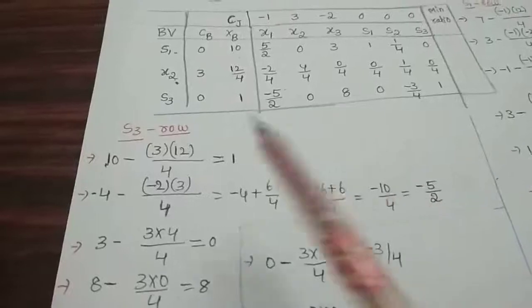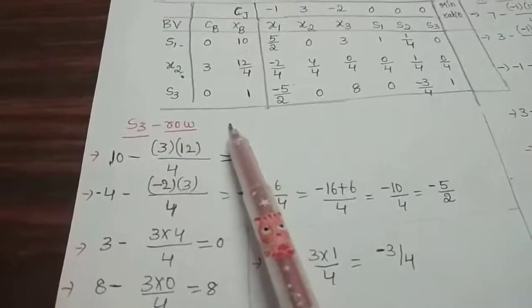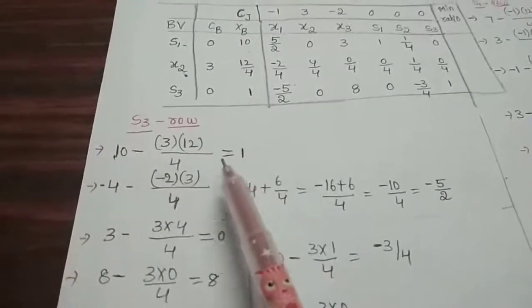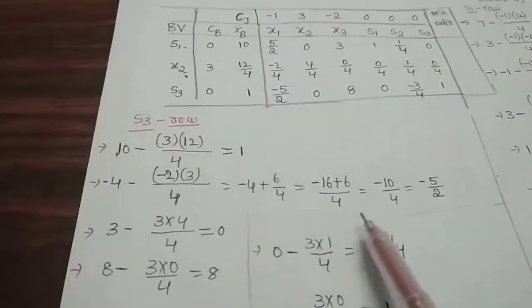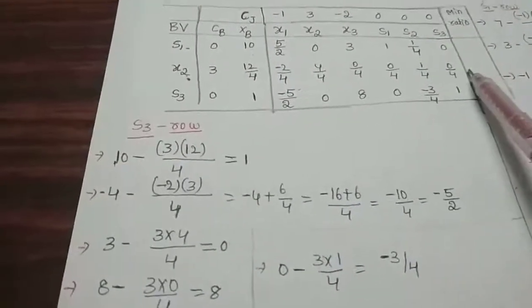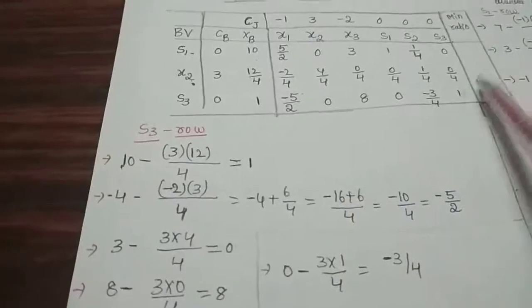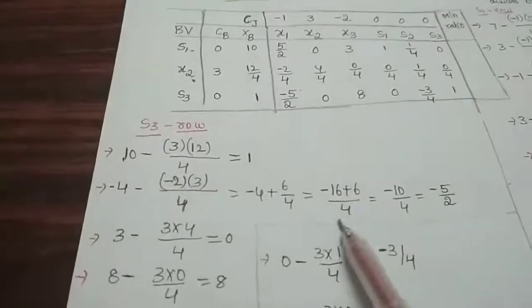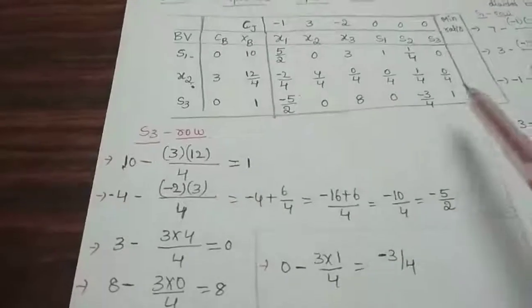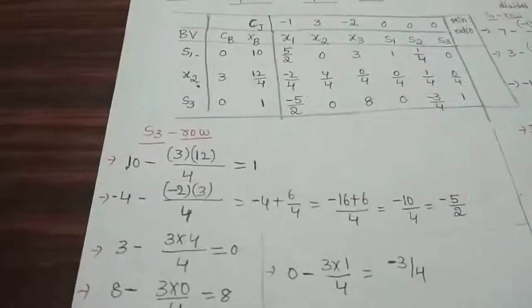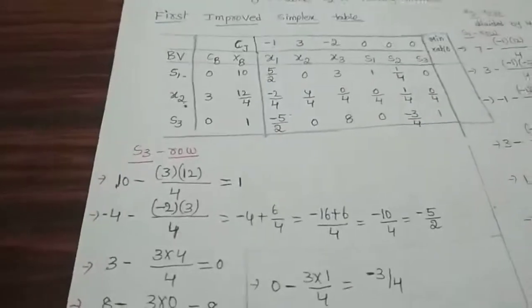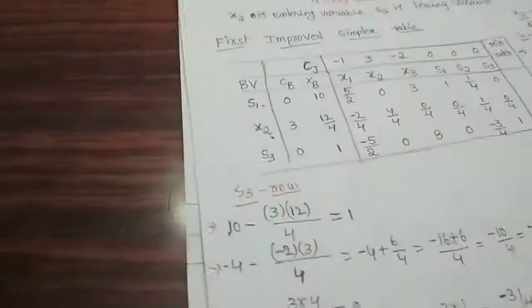After that we calculate first the Z value, next the ZJ value, next the delta J value. In delta J values, suppose you got any negative value, again calculate the minimum ratio value. That negative value is known as the key column. Here the minimum positive value is the key row. Again we are calculating the key element. Now I explain this again in the extension table.